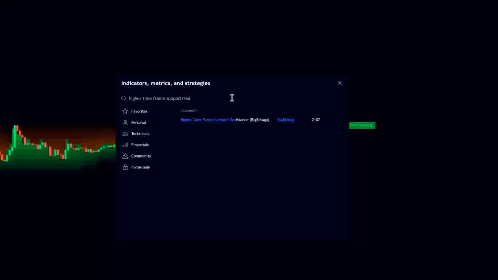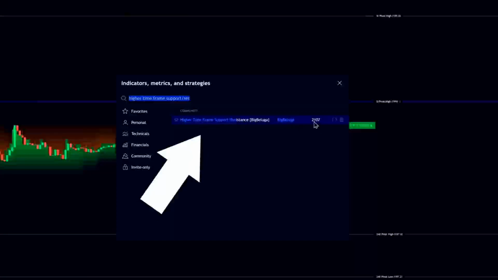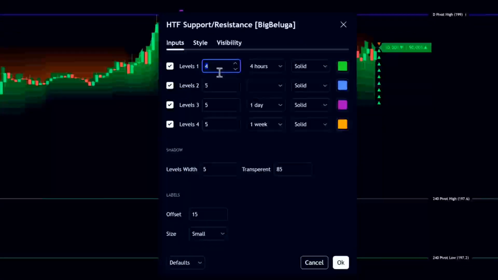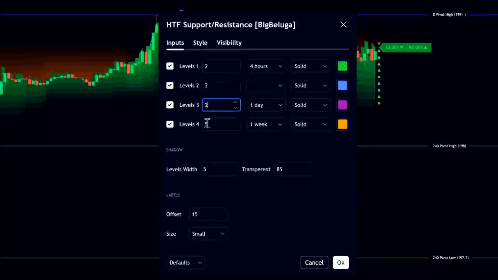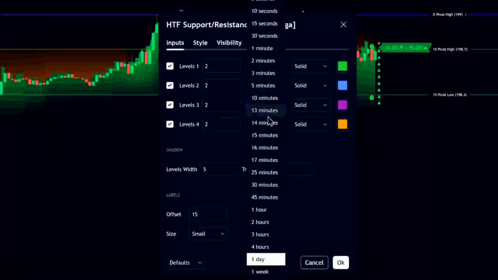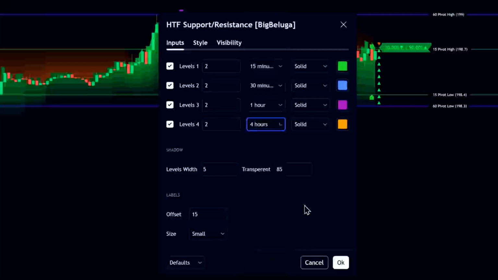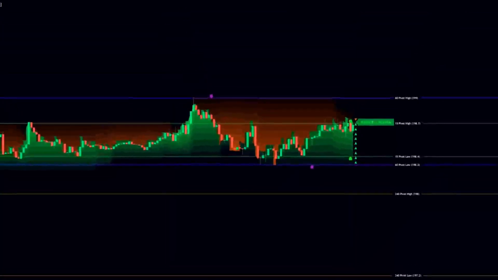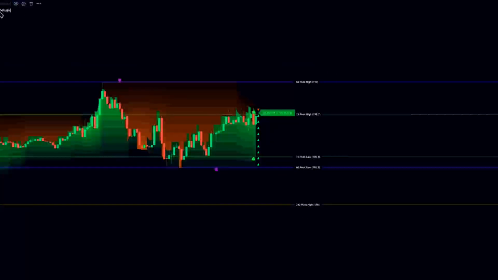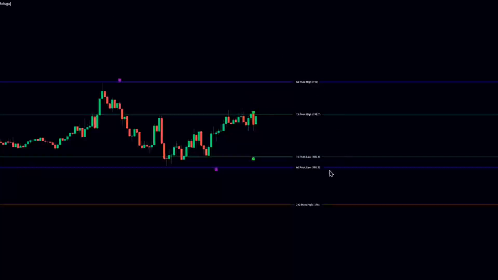To do this, we'll need another indicator called HDF Support Resistance, again by my favorite, Big Beluga. Once you've added it, first, double-click on it. Second, reduce all numbers to 2. Third, set the time frames to 15 minutes, 30 minutes, 1 hour, and 4 hours. Finally, click OK. Since we're on the 5-minute time frame, the lines on your chart will now represent support and resistance levels from those higher time frames. So actually, we're trading multi-time frame, which is the best scenario for trading on any market.